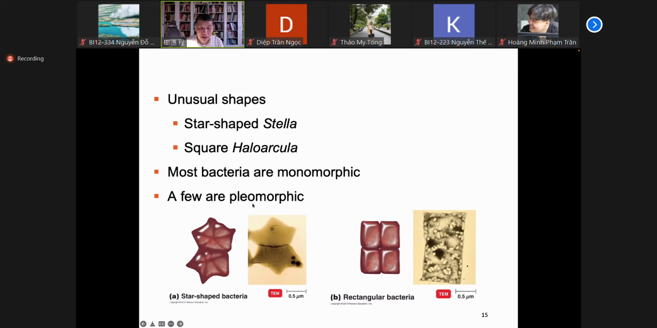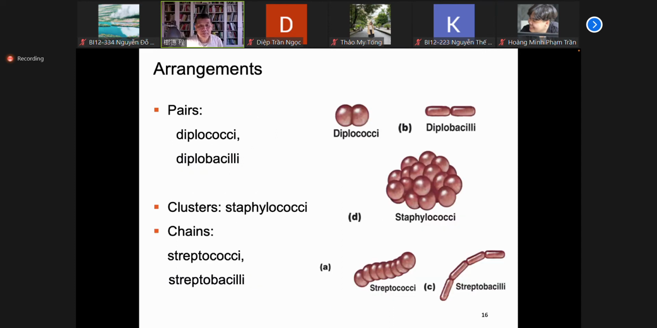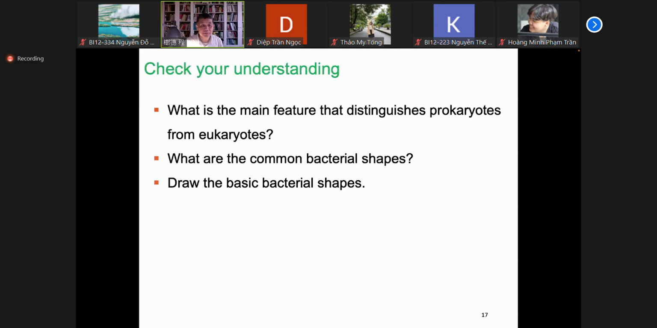Some are pleomorphic. Pleo means more than one. Pleomorphic means changing shape, that is, multi-shaped or variable-shaped. If the surface of the bacteria is not very tight or strong, the bacteria can change its shape, so we can observe many different shapes. It will be described as pleomorphic bacteria. Okay, these are the arrangements of cocci.